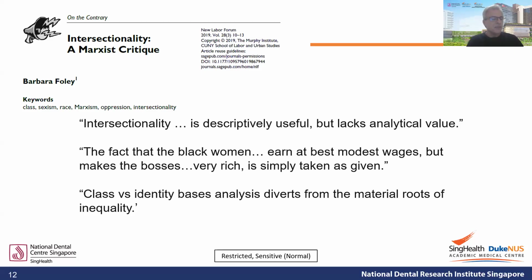For Marxists, it's crucial to differentiate economic and structural exploitation from oppression, which is based on cultural identity. Intersectionality, in Foley's view, flattens this important distinction.